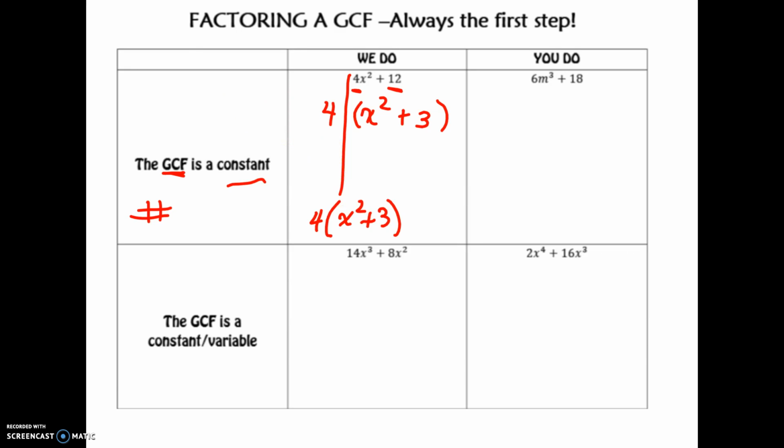Pause the video and please do the you-do, which is 6m to the third plus 18. See what you could factor out of both of those terms. Then replay the video to check your answer.